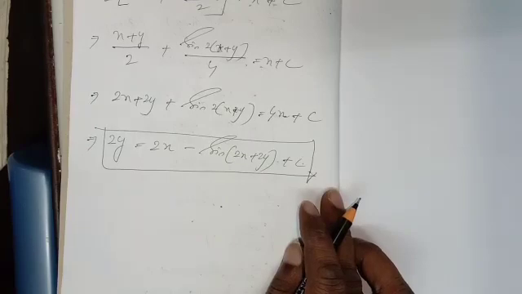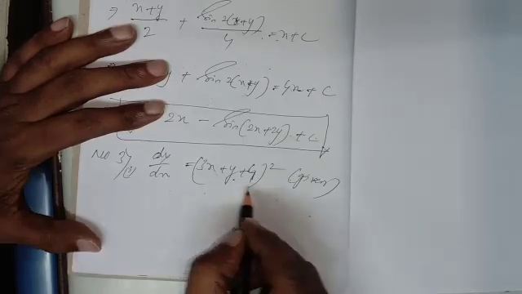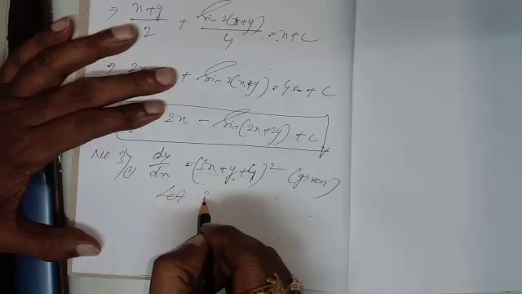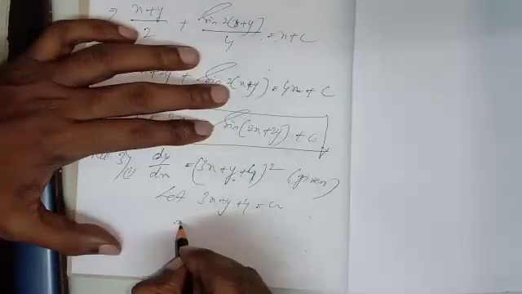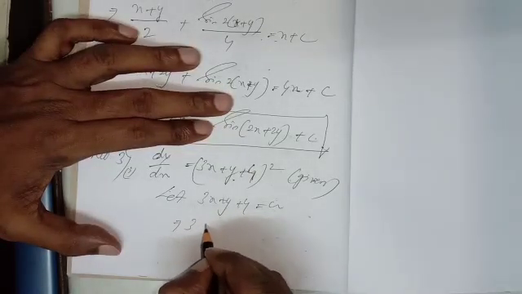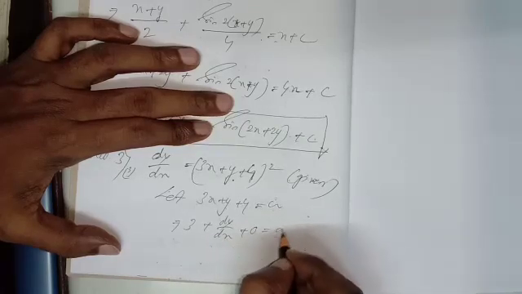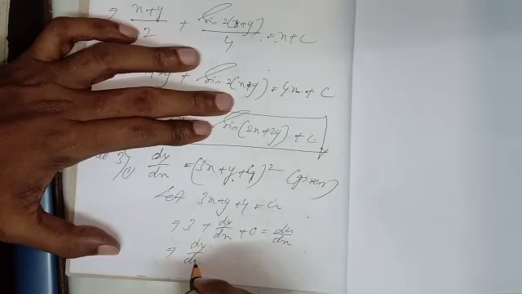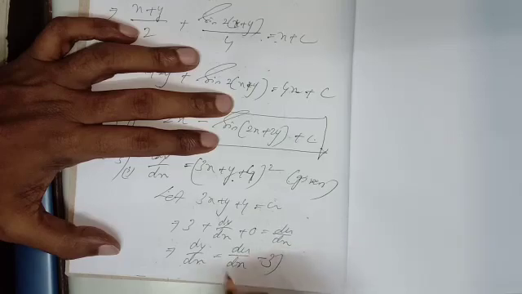Let us go to number 3. See, number 3, first part, it is given dy by dx equals (3x plus y plus 4) whole square. So let 3x plus y plus 4 is equal to u. Differentiating both sides with respect to x, this will be 3 plus dy by dx, and this is du by dx. After that, dy by dx will be du by dx minus 3.